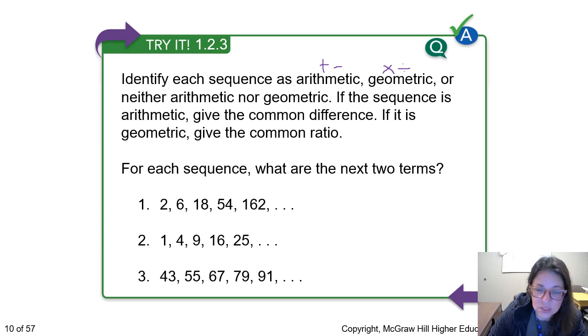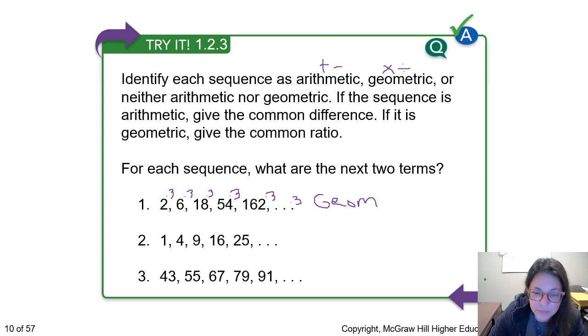So let's start at the first one. I know that 2 times 3 is 6. 6 times 3 is 18. 18 times 3 is 54. And the pattern continues there. So if I multiply by 3, I would get the next numbers. And so I'm going to mark this one as geometric because I multiplied by 3 every time to get my next number. All right, I'm going to skip the middle one for just a minute.